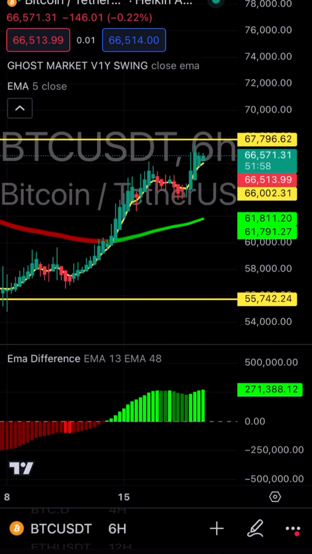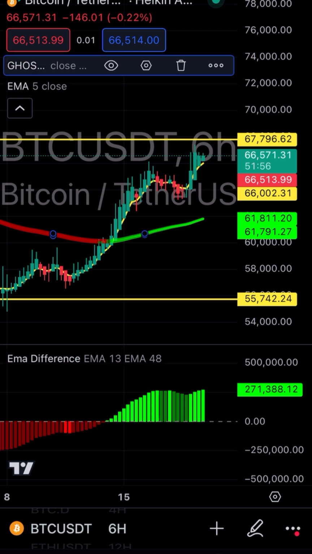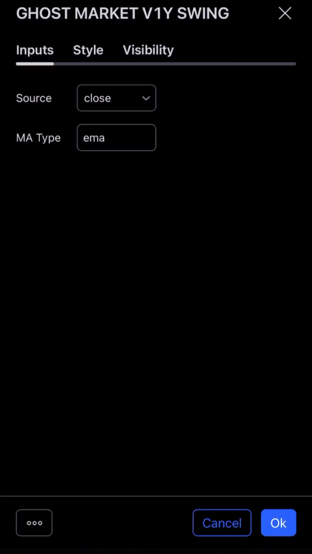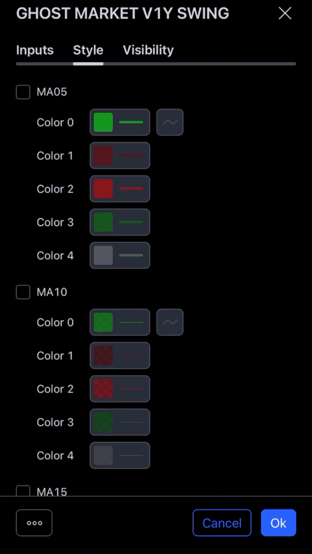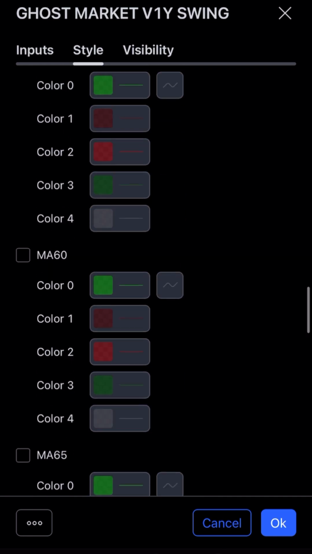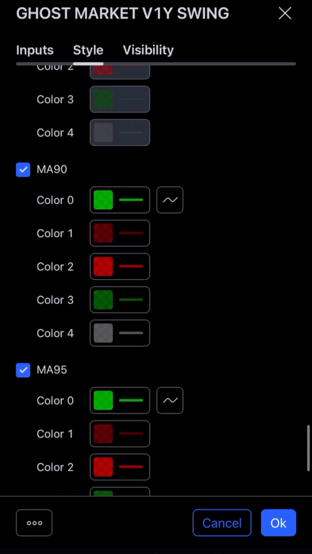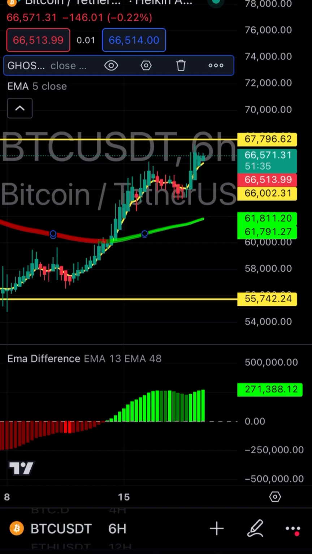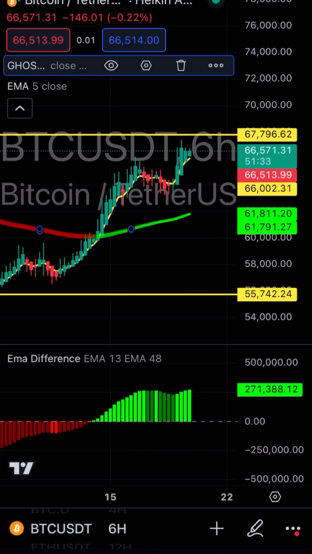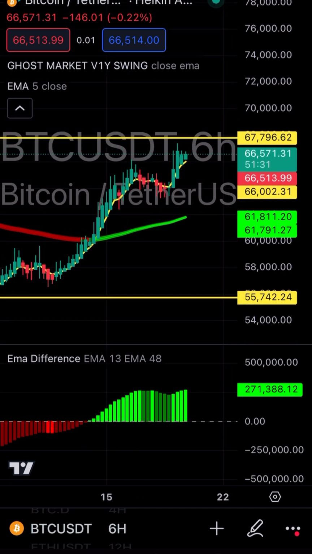But if you do want Ghost Market Pro, you'll go to your swing. Now this is a paid indicator, but if you want to check the 5, check the 5. I have it on a separate indicator because I need a solid line. But anyway, you can check that one, and then all you have to do is go down here and check everything off except for the 90-95. That sets you up with the 5, the 90, and the 95.